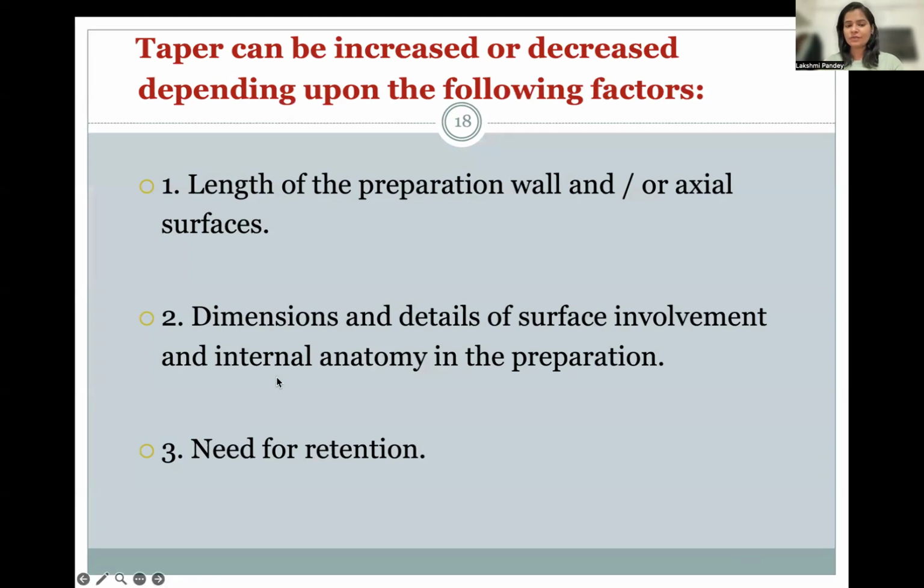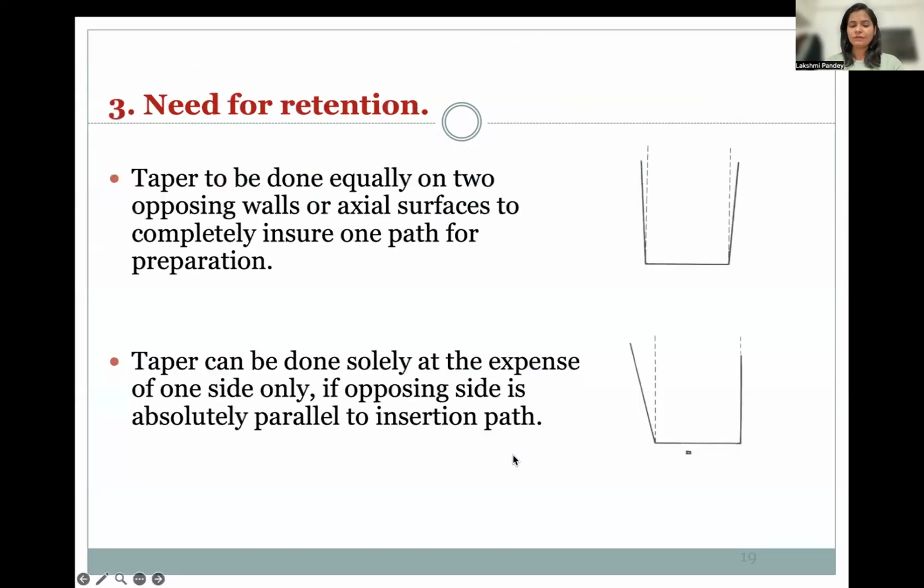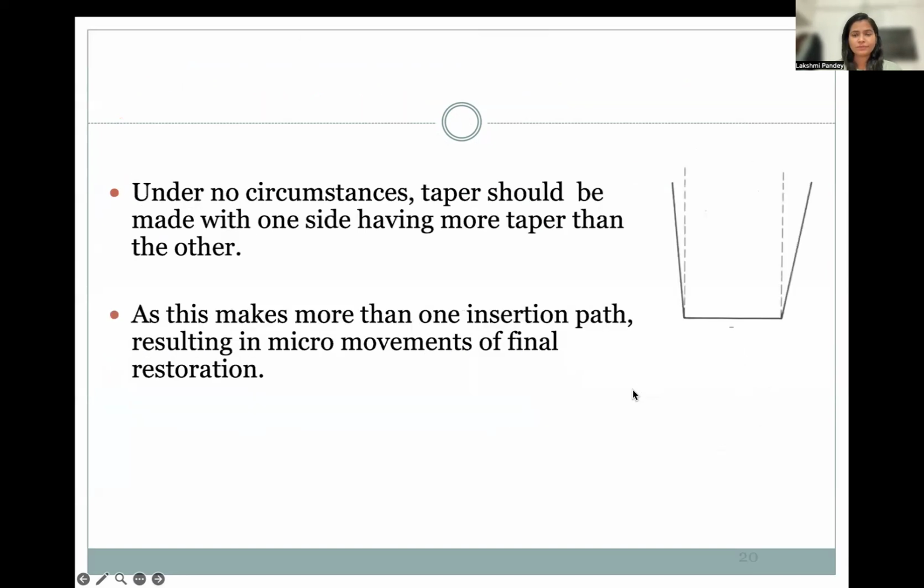Dimension and details of surface involvement, interior angle, internal anatomy in the preparation. If the anatomy is so good that it already has proper retention, you can increase the taper. But if retention is not there, then you have to think about the need for retention. See here, can you see here? This is a little bit of taper, equal. Taper can be done solely at the expense of one side only if the opposing side is absolutely parallel to the insertion path. In some conditions, one wall you can make parallel, the other you can give taper.